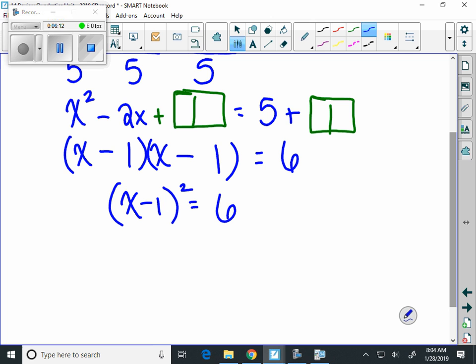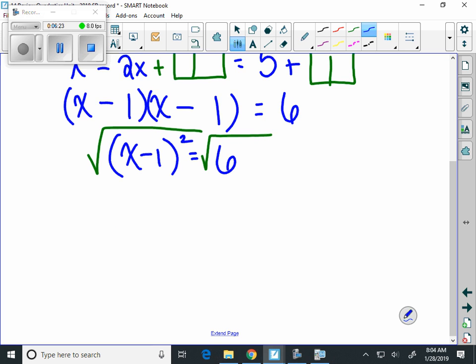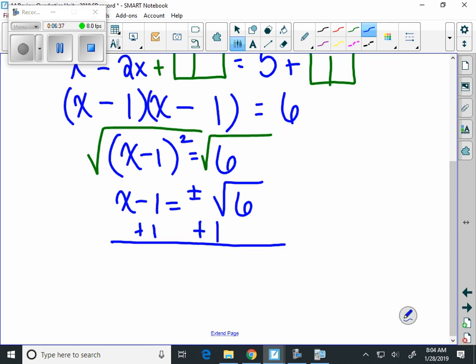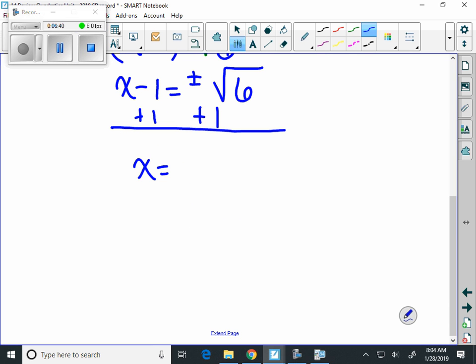And now we can get close to finishing here, because we factored, we condensed. Our next step is to take the square root of both sides. And again, square rooting and squaring cancel each other out. x minus 1 equals plus or minus square root of 6. And then we're going to solve. So we're going to add 1 to both sides. And we get x equals 1 plus or minus square root of 6. And that is our solution, because 6 is 2 times 3. We don't have 2 of the same value to take out 1.